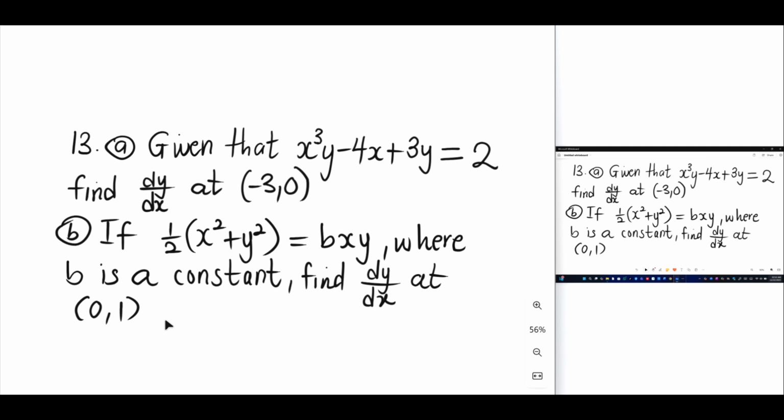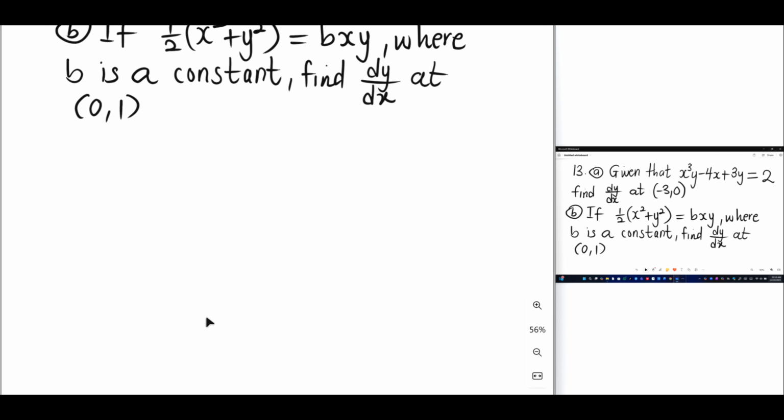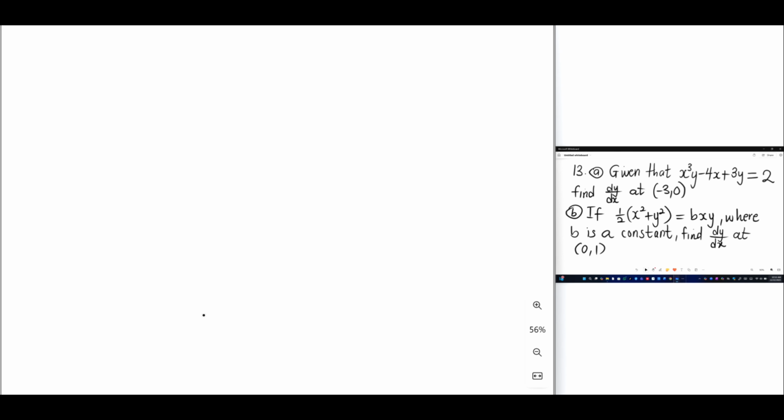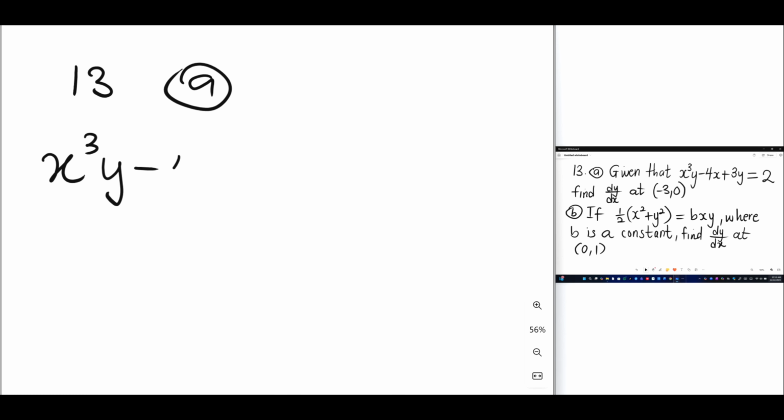Alright, so let us start. When you want to find dy/dx, it means we are going to differentiate the function y with respect to x. So let us answer question 13a first. This is the function x cubed multiplying y minus 4x plus 3y equal to 2. We need to differentiate this particular function.